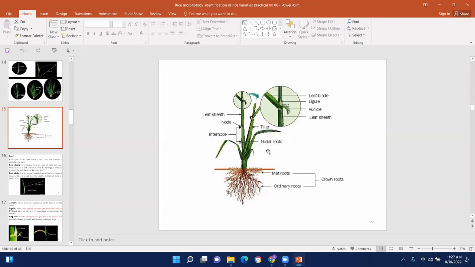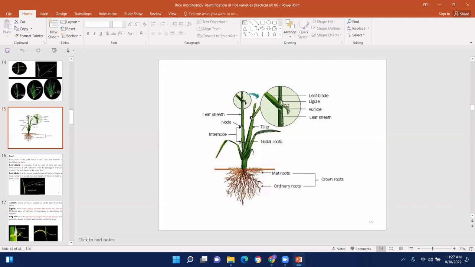Okay, here we will see the nodal root and another thing, the knot. Okay, this is the second knot. Between the two knots is called the internode. Okay, this is the leaf sheath. You can see under this is the leaf sheath. Okay, this is the leaf. Between the leaf sheath and the leaf there is the auricle. This one is called the auricle.